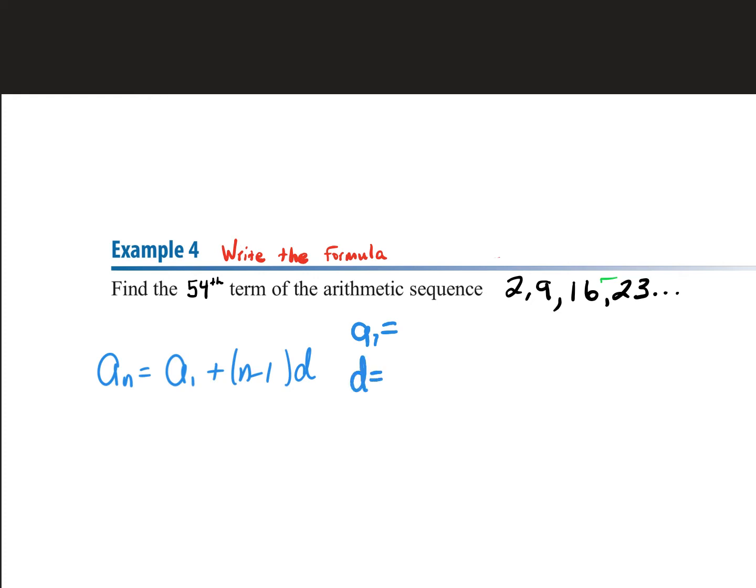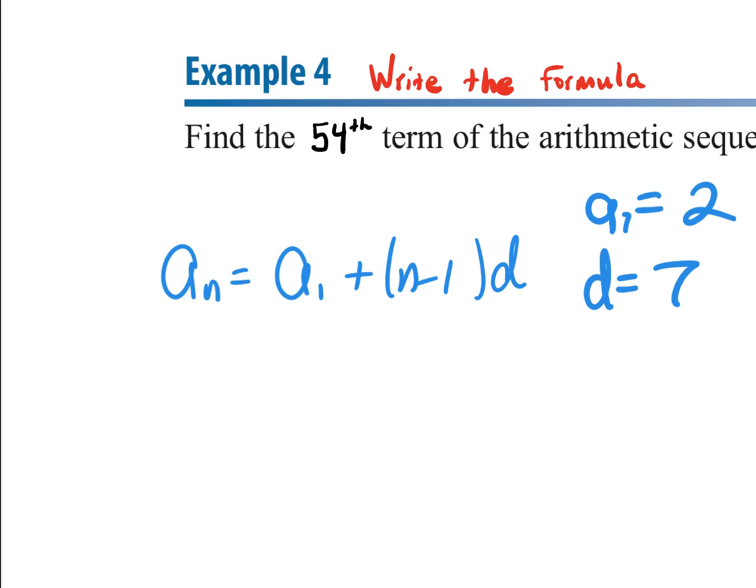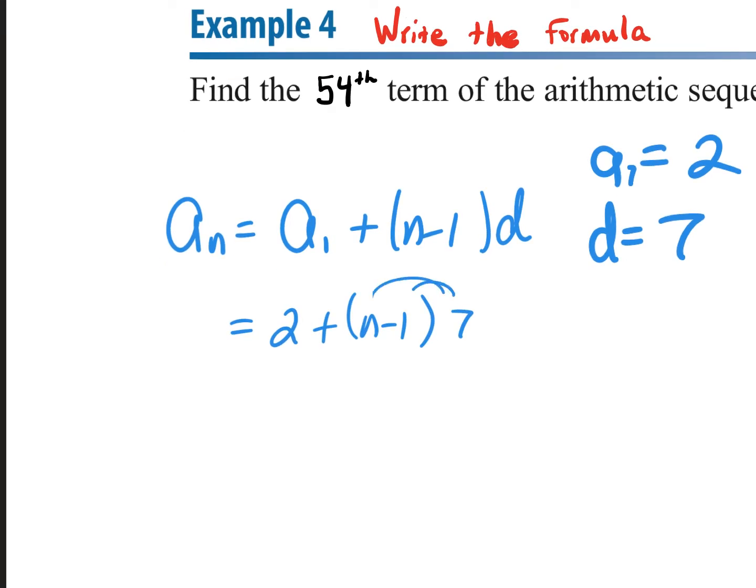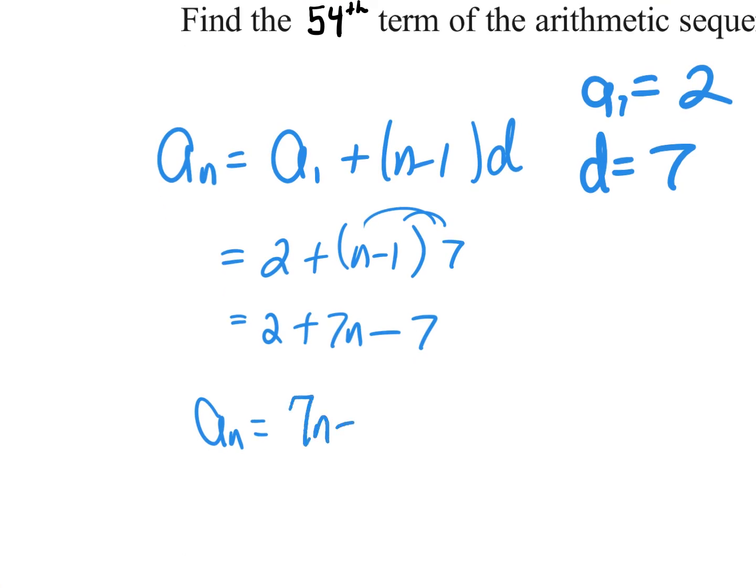What is the first term of the sequence they gave us? 2. How did I get from 2 to 9, and then 9 to 16, then 16 to 23? What did I do each time? I added 7. So my common difference is 7. Agreed? So if we plug it in here, we have 2 plus n minus 1 times 7. So we're going to distribute our 7. So 2 plus 7n minus 7. What's my rule? 7n minus 5. Good. 7n minus 5.